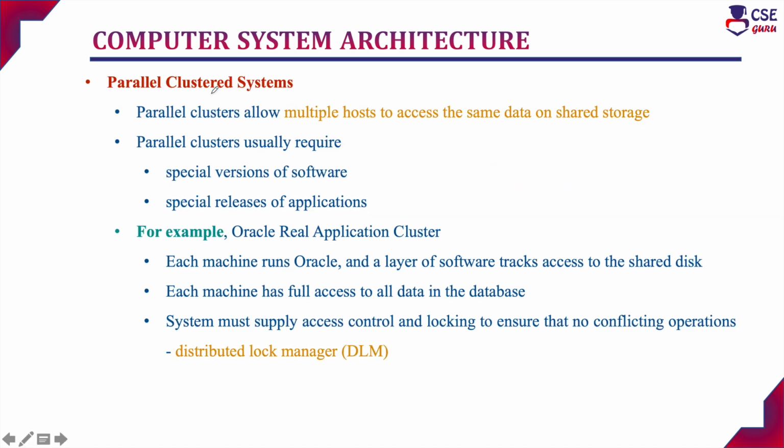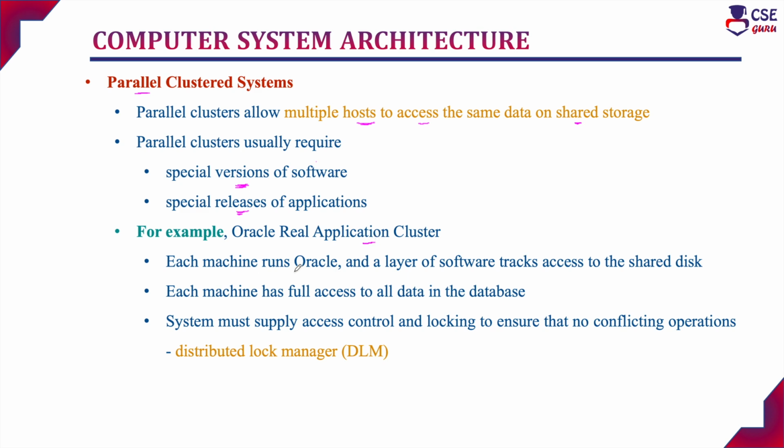And one variant of clustered system is parallel clustered systems. Here the parallel clustered systems allow multiple hosts to access the same data on shared storage. So parallel clusters usually require special versions of software and special releases of applications also. To run the parallel clusters, the system requires special versions of software and special releases of applications. For example, Oracle Real Application Cluster is a parallel cluster.